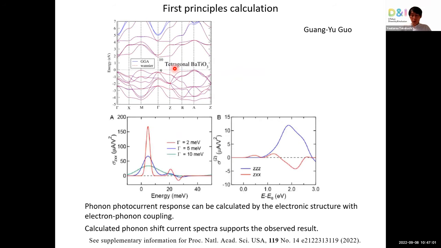Okay, so we also did a first principles calculation. This calculation was done by Professor Guo. By using the band structure of barium titanate and the calculated phonon spectra, we obtain the spectra of the nonlinear conductivities. On the resonance of the soft mode, we observed a resonance structure of the nonlinear conductivities. This result also supports our assignment that the terahertz photocurrent is arising from the phonon shift current.